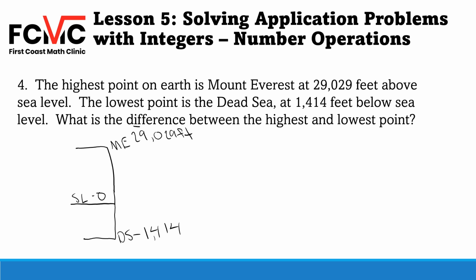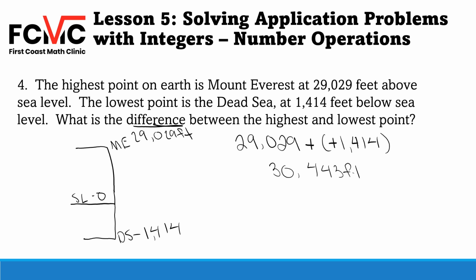So what's the difference? If we're finding difference, we want to subtract. So let's subtract 29,029 minus negative 1,414. So let's use our subtraction rule. Keep the 29,029, change subtraction to addition, take the opposite of that second term. So it becomes plus, so we want to add these two numbers up. And when we add them up, we're going to get 30,443 feet.